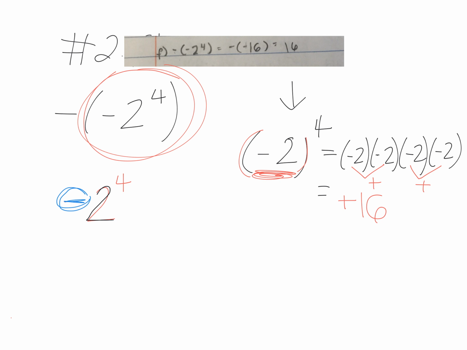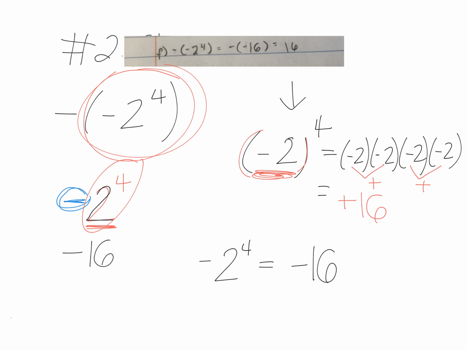If it was all in brackets, the answer would be positive 16, just for this part. But this indicates that it is a negative power. The base is not negative 2. The base is 2 to the power of 4. It's a negative power, so this is negative 16. Negative 2 to the power of 4 equals negative 16 because there's no bracket around the number 2. Does that make sense so far?